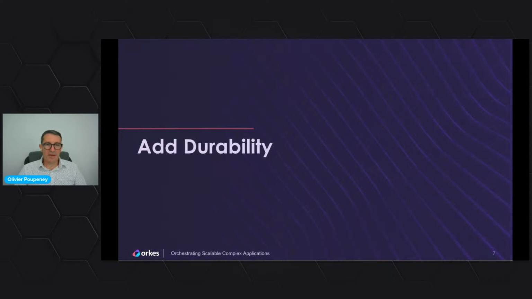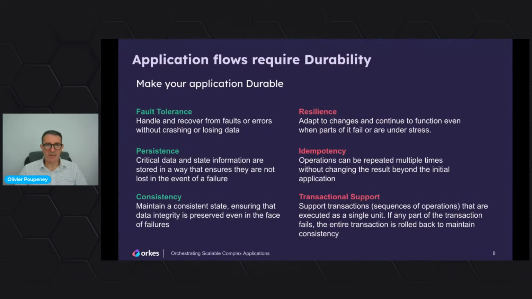So one thing that is pretty important to build distributed reliable systems is to add durability. So let's see the explanation of what durability means and how application flows can be durable. Durable execution refers really to the ability of an application to continue functioning correctly and reliably, even in the presence of failures or interruptions or other adverse conditions. In the context of software development and system engineering, durable executions often involve multiple characteristics.